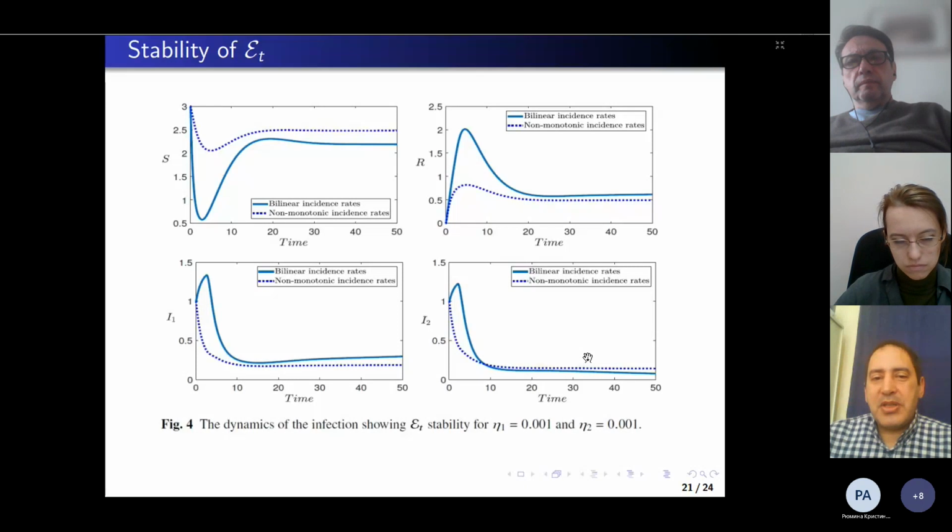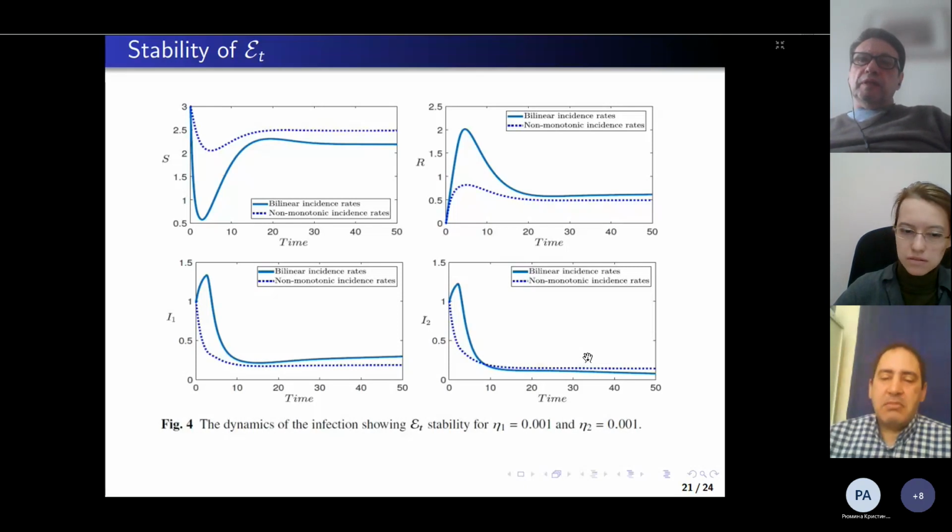But why, especially, are they not symmetric? About the parameters: are the parameters the same or different for I1 and I2 here?